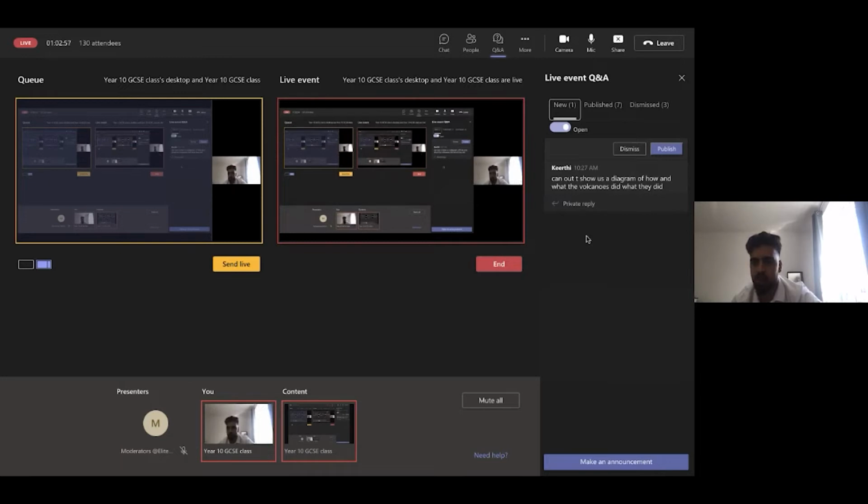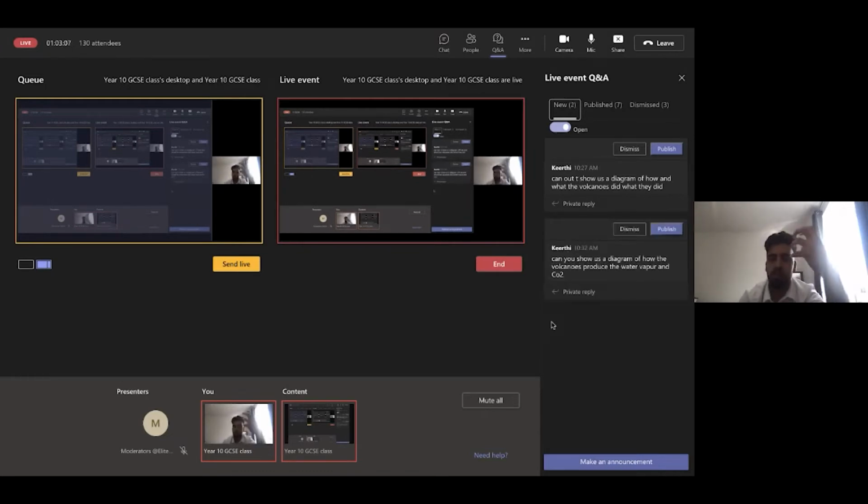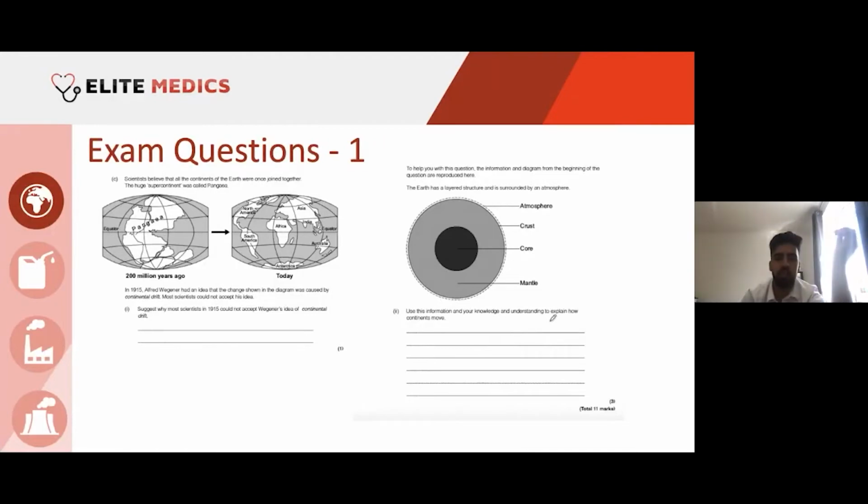Can you show us a diagram of how and what the volcanoes did? Okay, I'll try and find one later, but essentially, if you think about it, when the volcanoes erupt, alongside all the lava, you're going to get spitting of your lava, plus all these gases coming out of the volcano, such as sulfur dioxide, carbon dioxide, carbon monoxide, lots of these atmospheric pollutants. But you also get things like your water vapor, you get things like your CO2, all of these gases that we know today.